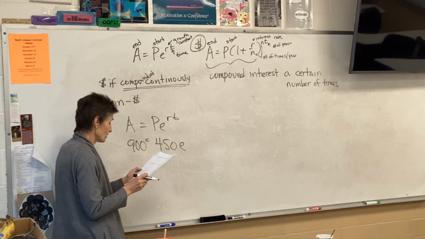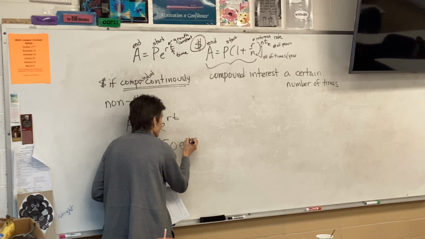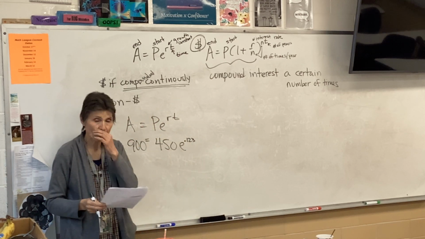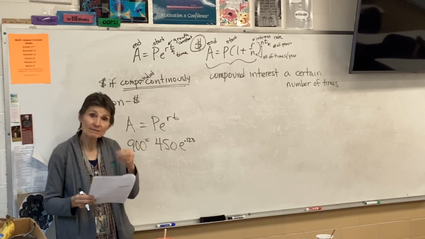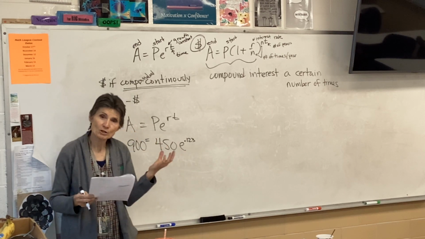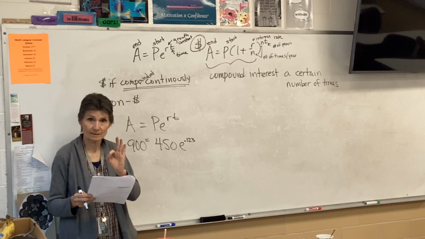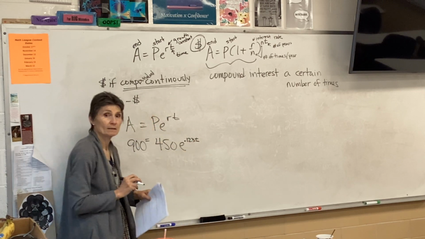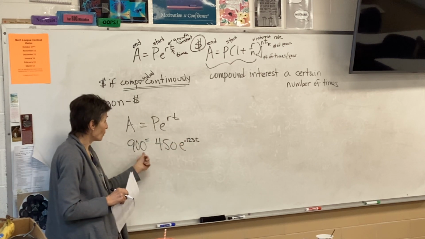The growth constant is 0.123, because I don't need to change that. It's not given as a percentage. If it's given as a percentage, like 8%, you need to change that into a decimal. But this one is already a decimal, so it's perfect. And I want to know how long that's going to take. So T is my unknown. Look, I know everything else.